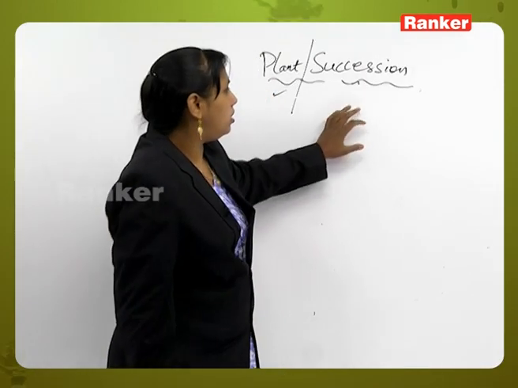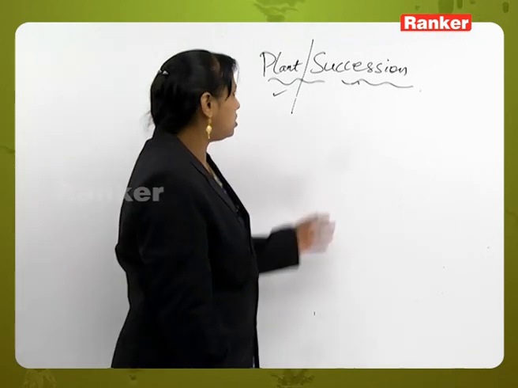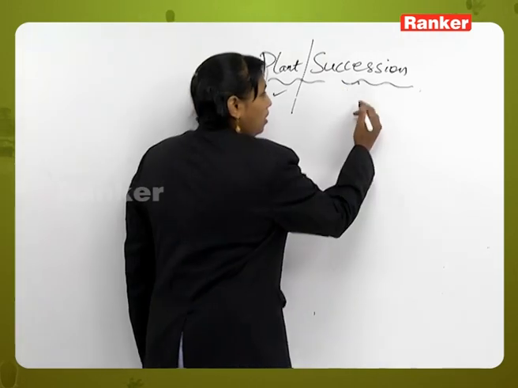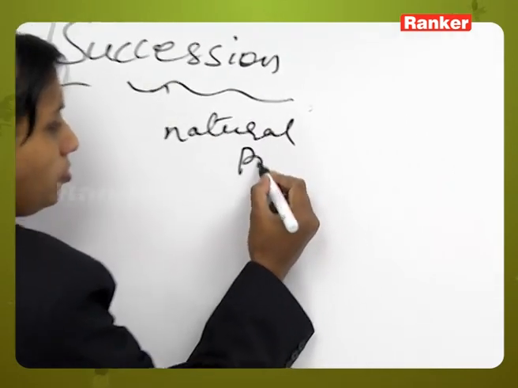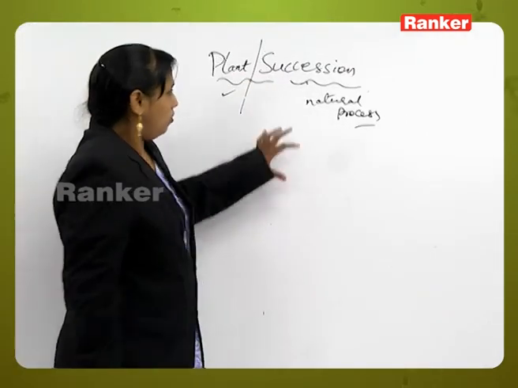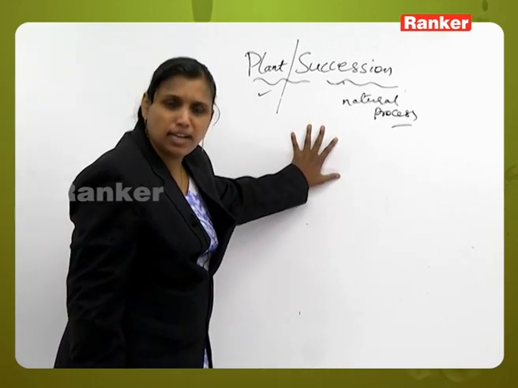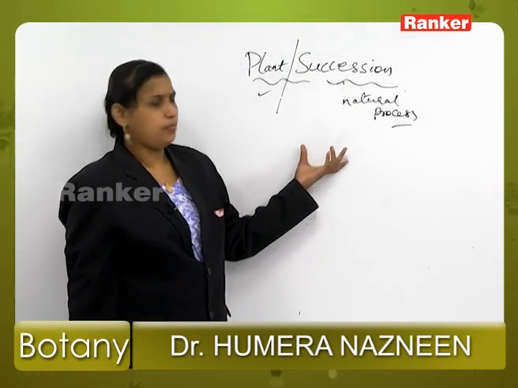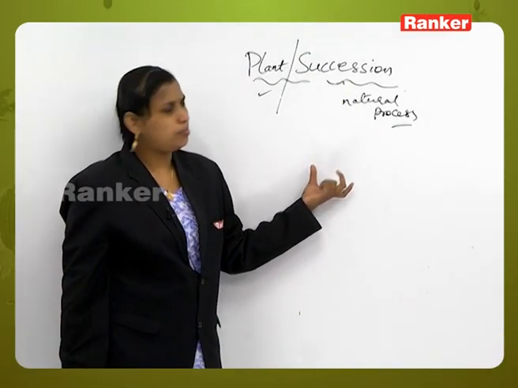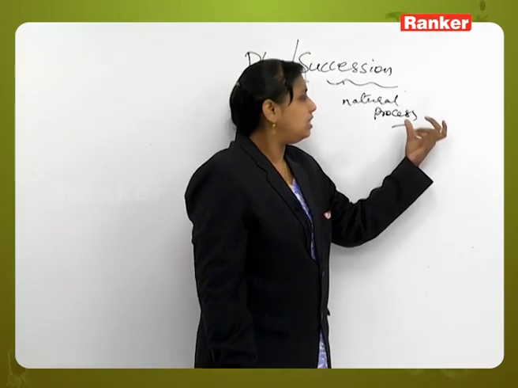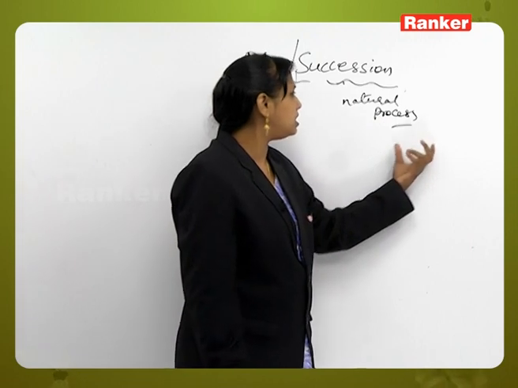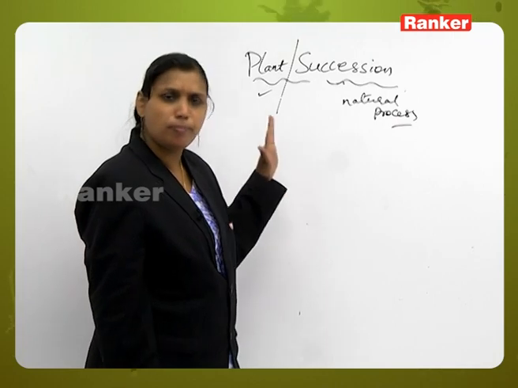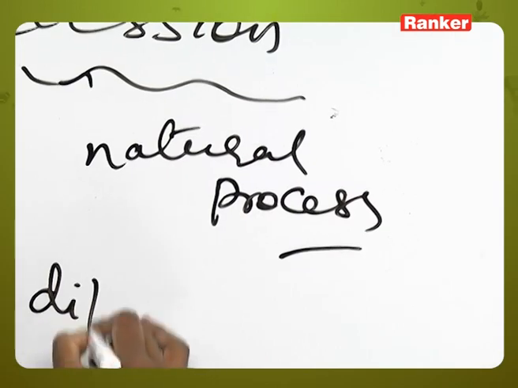It is the natural process by which the same locality is colonized. Now, what type of natural process is it? The same locality is being colonized by different communities of plants in a particular area or at a particular time, and this is called succession. It is a natural process by which the same locality becomes successively colonized by different communities of plants.